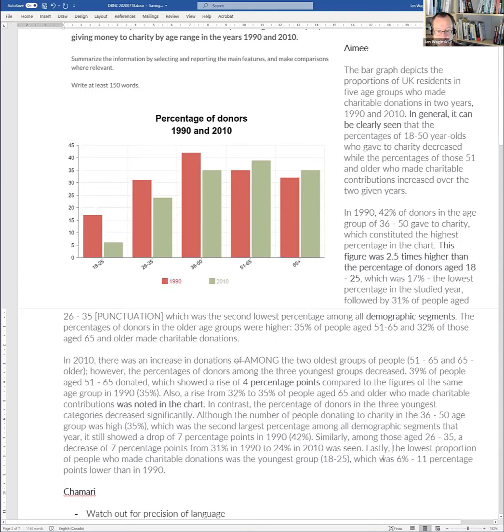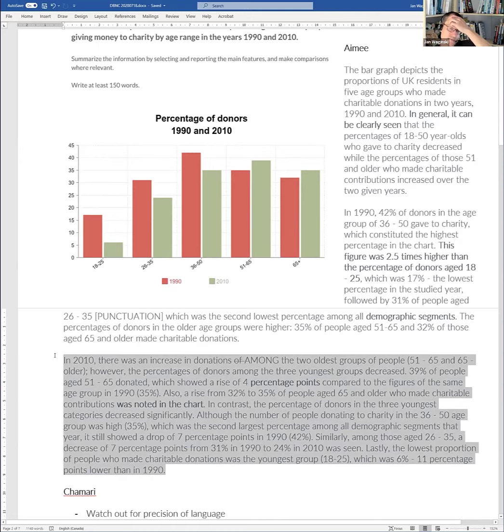Okay, this last sentence is a little bit problematic. And this brings us to the second issue, which is the importance of the precision of language. So this is really well done. I would note only two things. In this part here, I'd like to see more comparisons in terms of percentages.